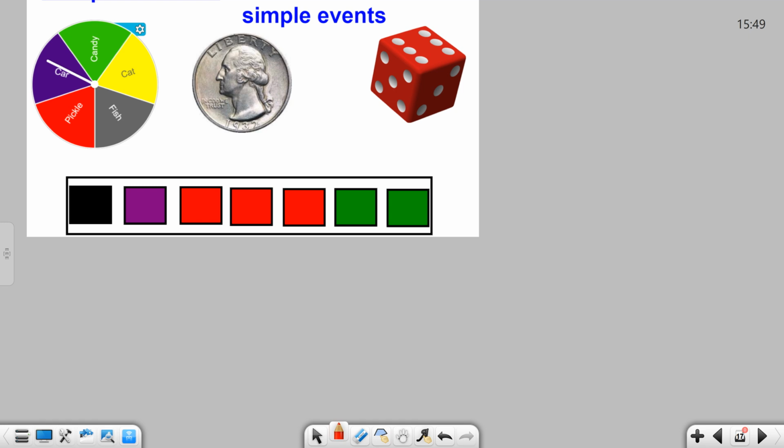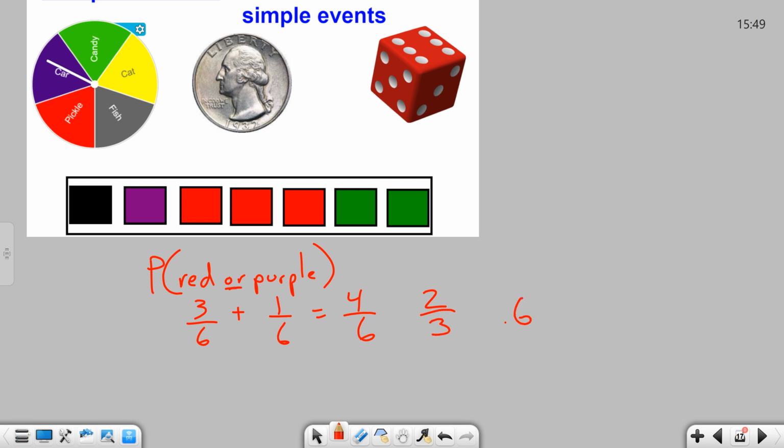No, let me do probability red or purple, sorry. All right. What's the probability to get red? Well, 3 out of 6. What's the probability to get purple? 1 out of 6. Add them together because it's either or, and you get 4 out of 6. Simplify that to 2 out of 3. If you divided that, you'd get 0.6 repeating, or 66.6 repeating %, and now we're actually in the likely category.